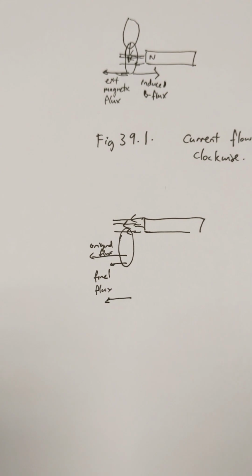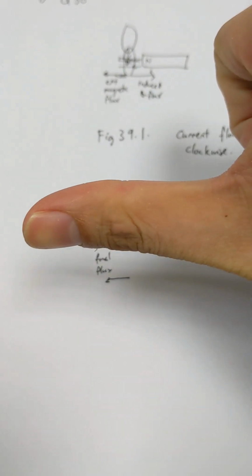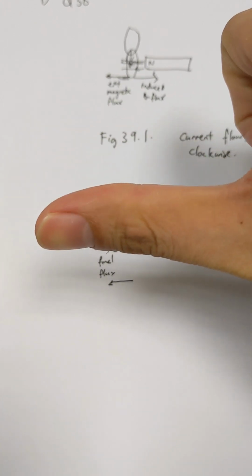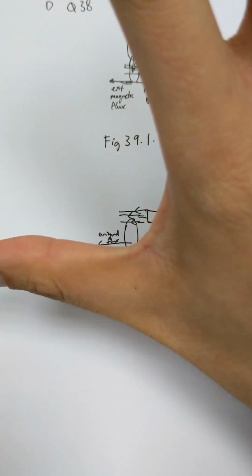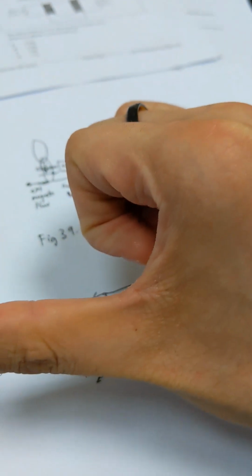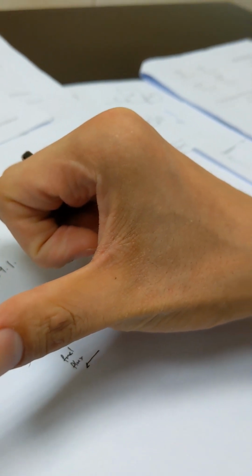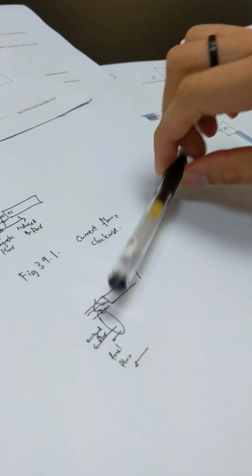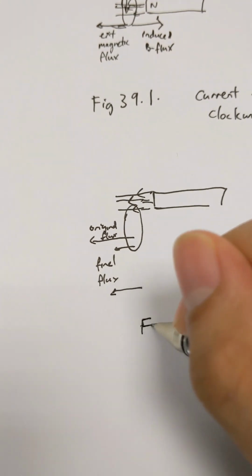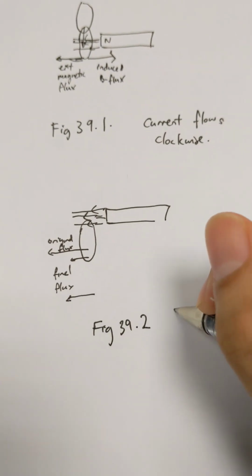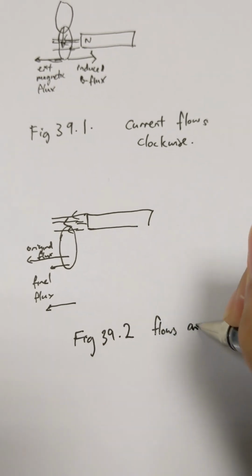So again, we're going to use the right-hand grip rule. This time, it's going to point to the left. My thumb, which is the magnetic flux direction, is going to point to the left. And I'm going to let my fingers curl around. And again, I'm going to turn the camera to the position of the eye, which is in the paper. And you see now that it is anti-clockwise. So for figure 39.2, it flows anti-clockwise.